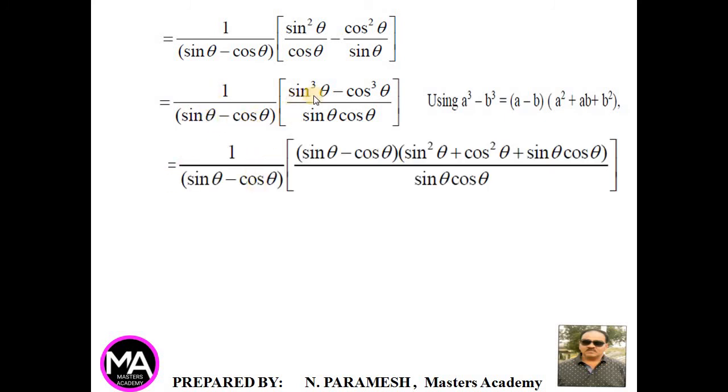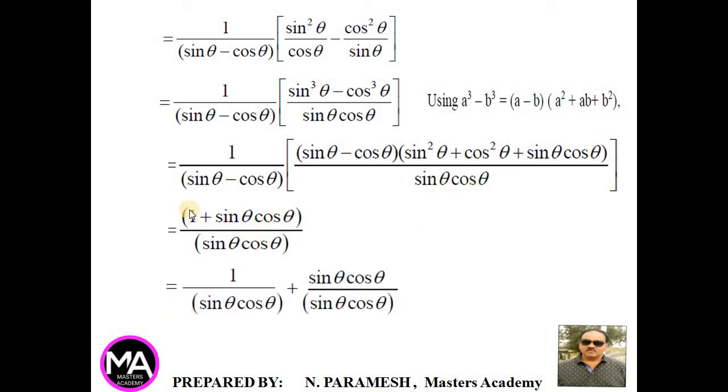Using the a cube minus b cube formula, a minus b into a square plus ab plus b square: sin theta minus cos theta into sin square theta plus cos square theta plus sin theta cos theta, divided by the denominator sin theta cos theta. Sin theta minus cos theta get cancelled. Sin square theta plus cos square theta is 1, plus sin theta cos theta, divided by sin theta cos theta.